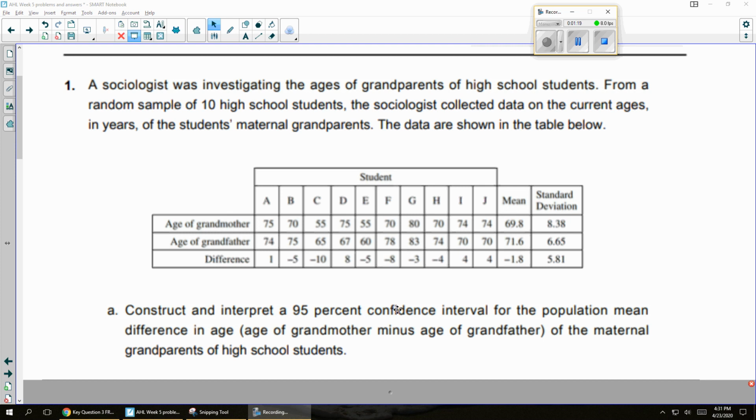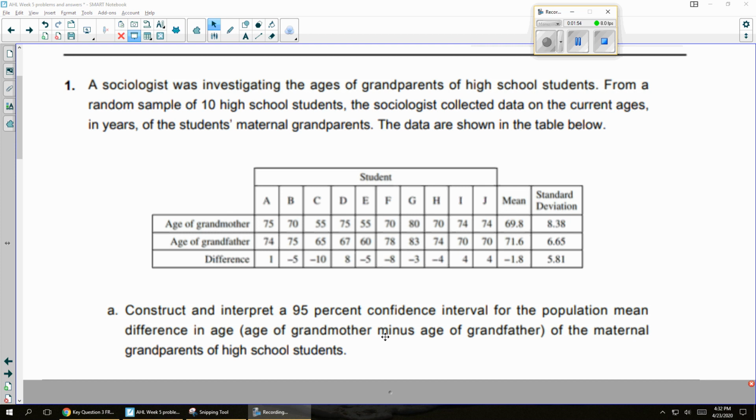It's a 95% confidence interval for the population mean difference in age. Since it's for the difference, this is a matched pair because this is Amy's grandparents, her maternal grandparents, they went together. They match. Bill and Charlie's match. So it's a matched pairs problem. Since I don't know the true standard deviation, it's going to be a matched pairs t-test or a one sample t-test for the difference in ages.